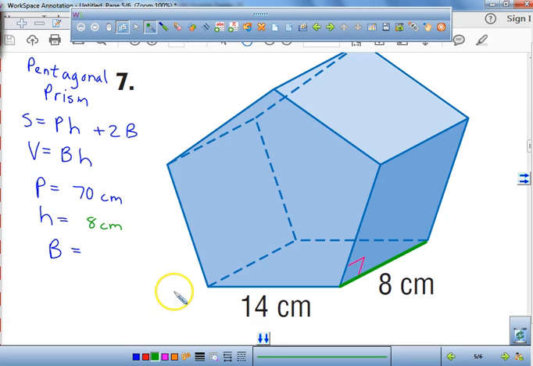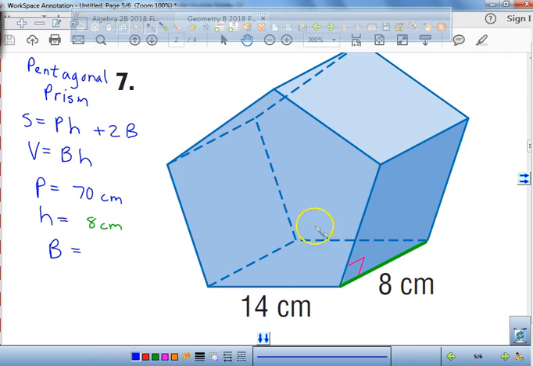Now, the hard part is finding the capital B. The capital B is the shape of a pentagon. So what do we have to find the area of? A pentagon. Now, that formula is 1/2 the apothem times the perimeter. Well, guess what? All we have to find is one piece. Because what do we already have? We already have the perimeter. That's going to be what? 70 centimeters. So all we have to do is find the apothem.